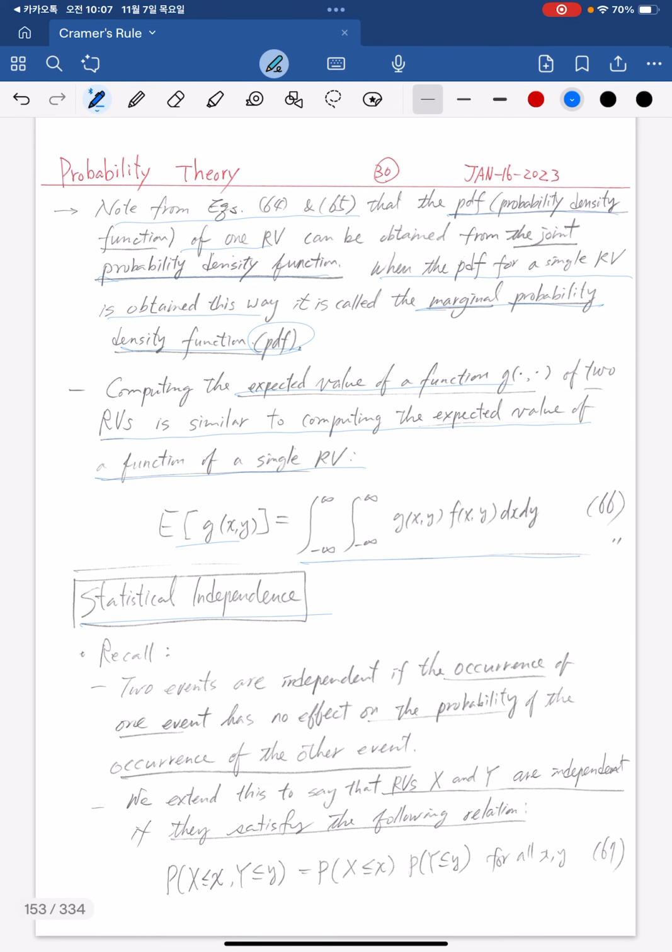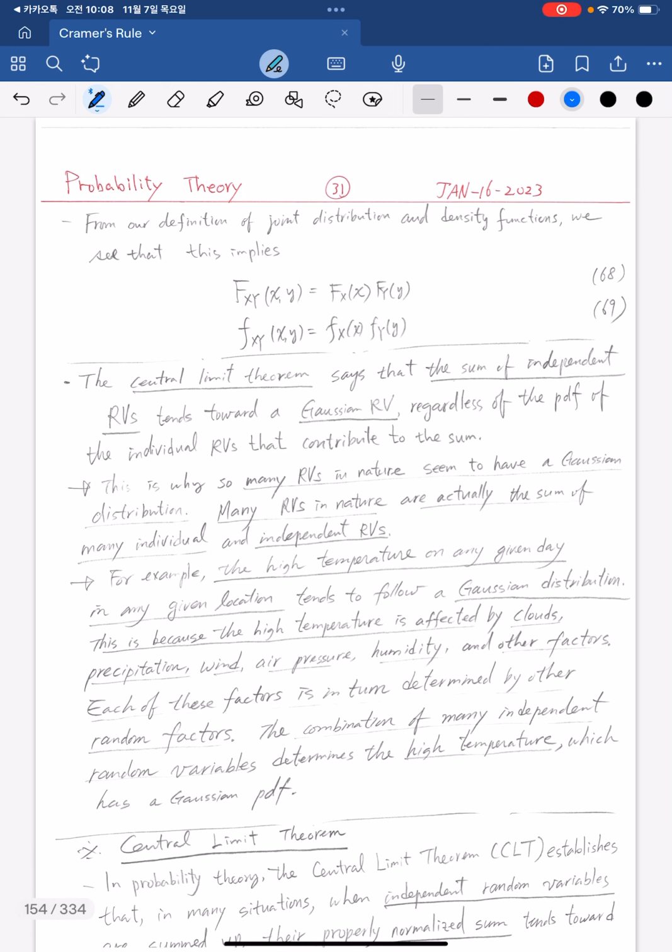Statistical independence. Recall, two events are independent if the occurrence of one event has no effect on the probability of occurrence of the other event. We extend this to say that RVs large X and Y are independent if they satisfy the following relation. 이렇게 되면 From our definition of a joint distribution of density function, we see that this implies 이렇게 돼요.